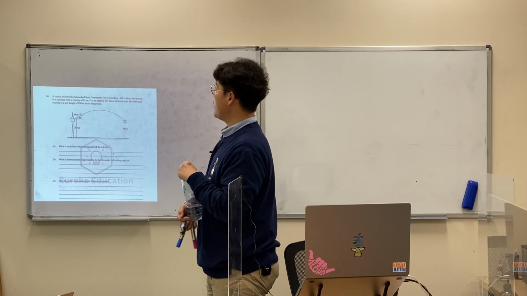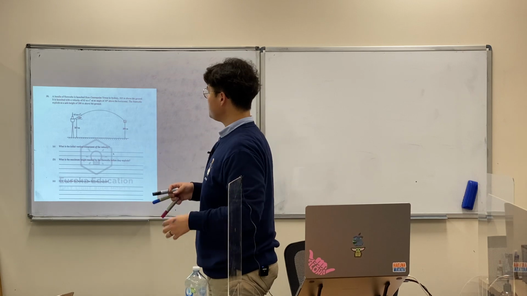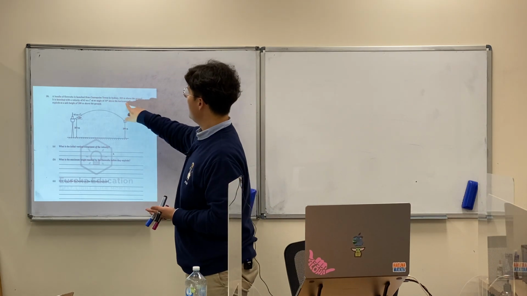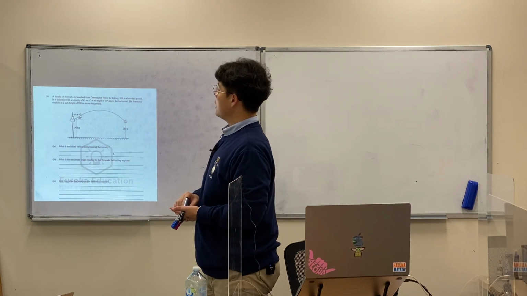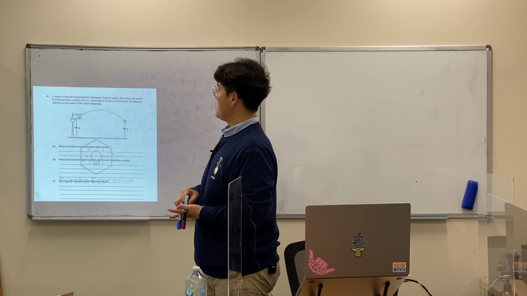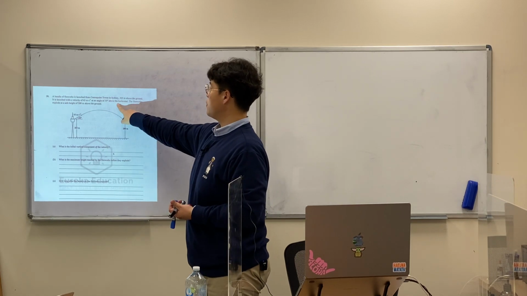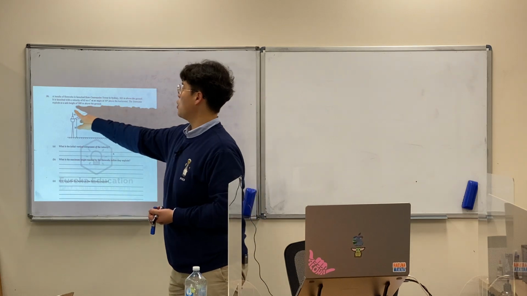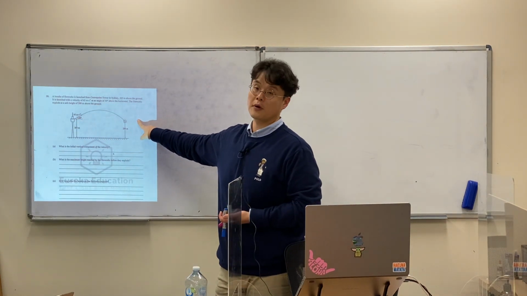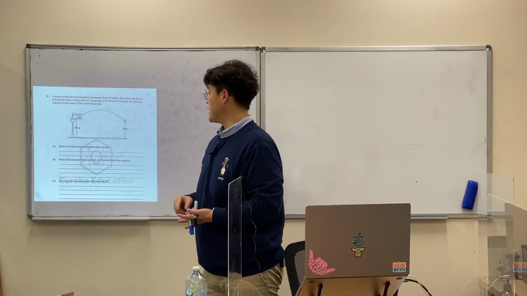Question 30. A bundle of fireworks is launched from the Centrepoint Tower in Sydney, 305 meters above the ground. It is launched with a velocity of 45 meters per second at an angle of 30 degrees above the horizontal. The fireworks explode at a safe height of 280 meters above the ground. A, what is the initial vertical velocity?